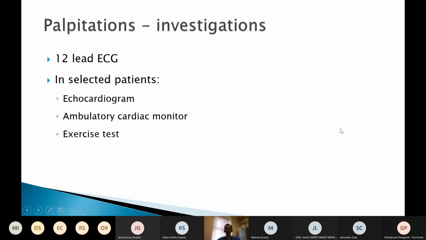What investigations should we think about doing? Well, I'd do a 12-lead ECG in pretty much all patients presenting with palpitations. I would not necessarily do anything further if I'm satisfied from the history that it's nothing to be concerned about. But if I was worried, I might do an echocardiogram or cardiac monitor or an exercise test.